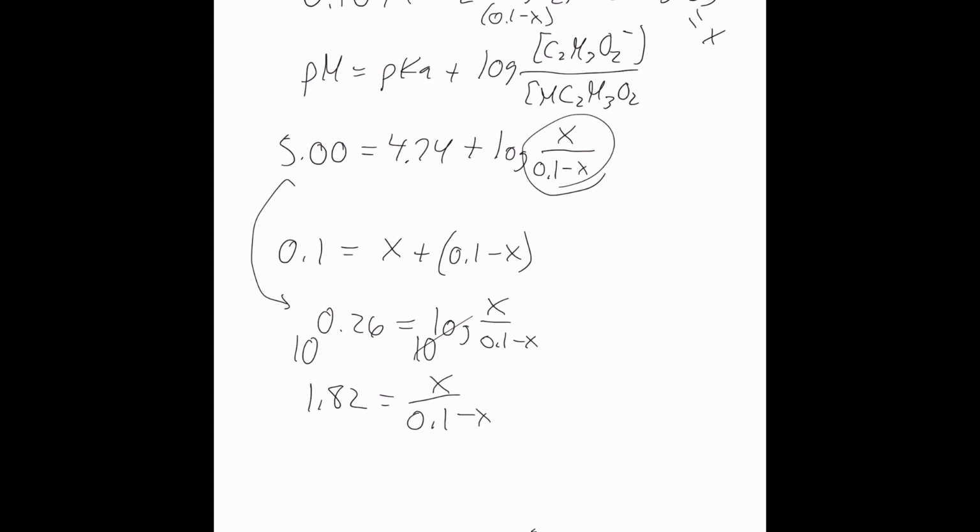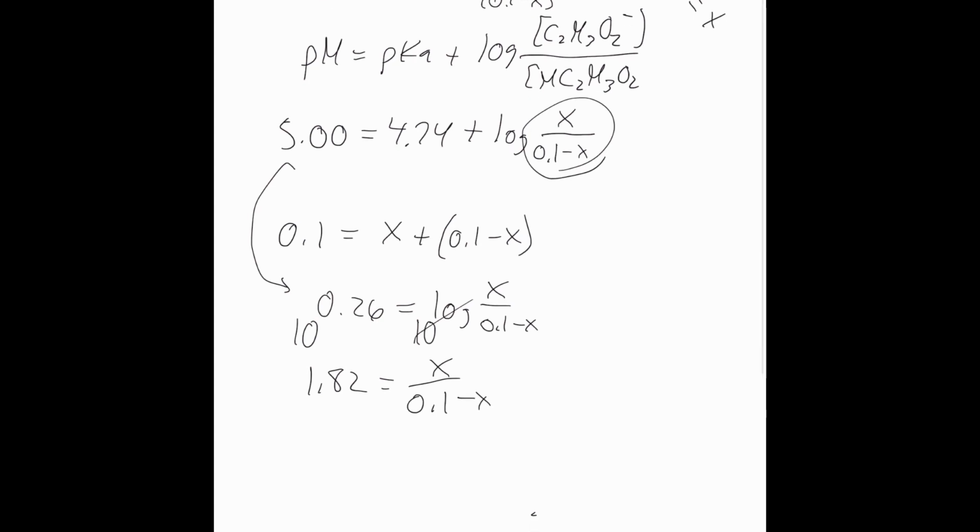Okay, so then if we do this subtraction, so this is 0.26 equals the log of x over 0.1 minus x. Okay, now how do we remove a base 10 log? We would do 10 to the power. So 10 to the 0.26 equals 10 to the, and then that removes that, equals x over 0.1 minus x, so 1.82 equals x over 0.1 minus x.